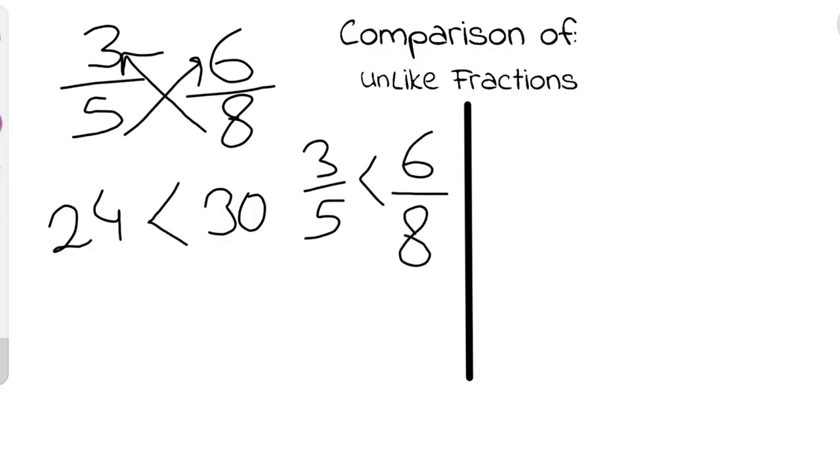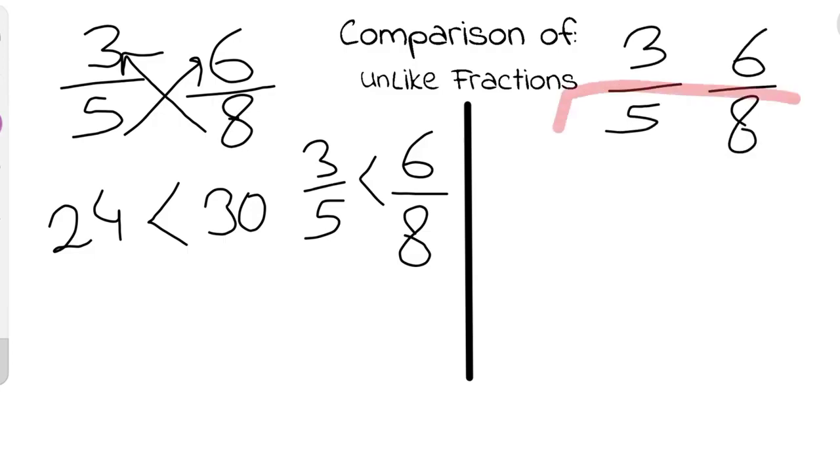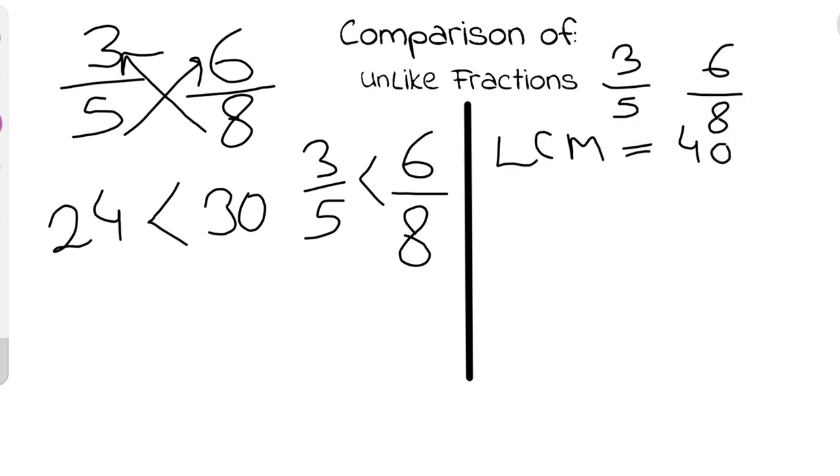Understood? The next method is by making the unlike fractions like fractions. What do we have to do in this? We will take the same example, 3 by 5 and 6 by 8. Now we will make their denominators the same. How to do that? First we have to find the least common multiple, that is the LCM of 5 and 8. Next we will multiply both fractions by a number in such a way that we get 40 as the denominator. That means we have to find the equivalent fractions of 3 by 5 and also 6 by 8.